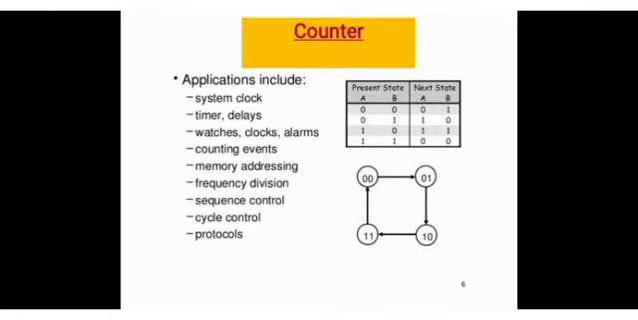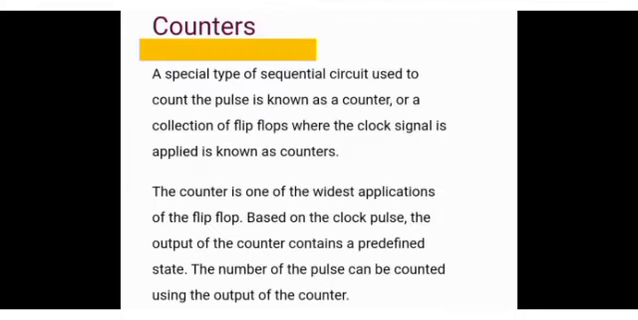A counter is just a counting machine, such as a system clock, timer, stopwatch, weighing machine, or any other type of counting machine you see. It is a sequential circuit for counting purposes. If our number is 1, then the next count will be 2, 3, 4, 5, and so on. If you want to count 0 to 9, then 0, 1, 2, 3, 4, 5, 6, 7, 8, 9. And if you want to count 0 to 200, then we must count 200 times.